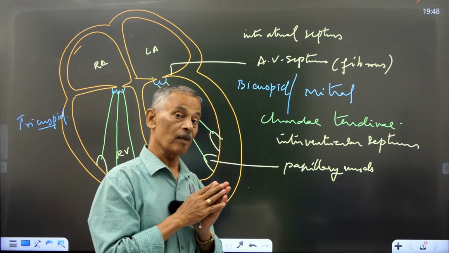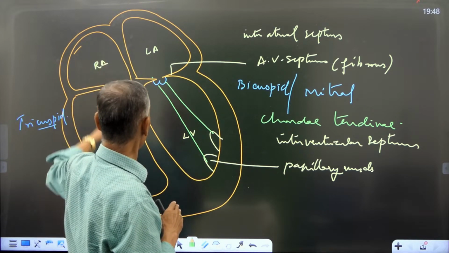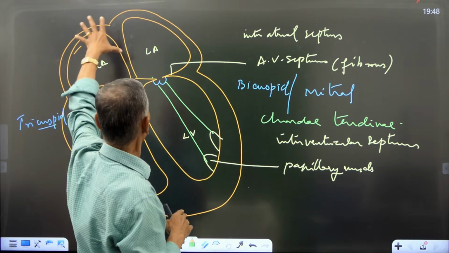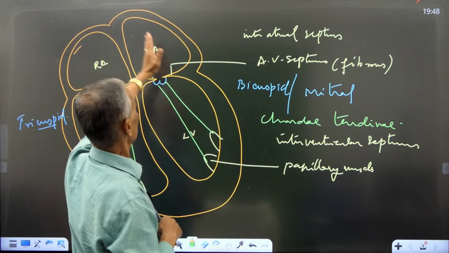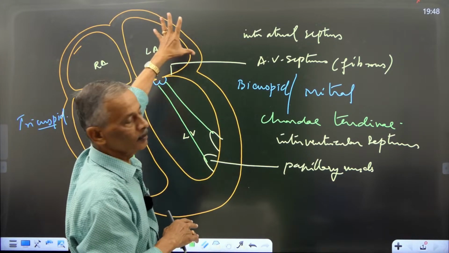Why is it called a double heart? Because the right side is concerned with receiving impure blood and pumping impure blood. The left side is concerned with receiving pure blood and pumping pure blood.